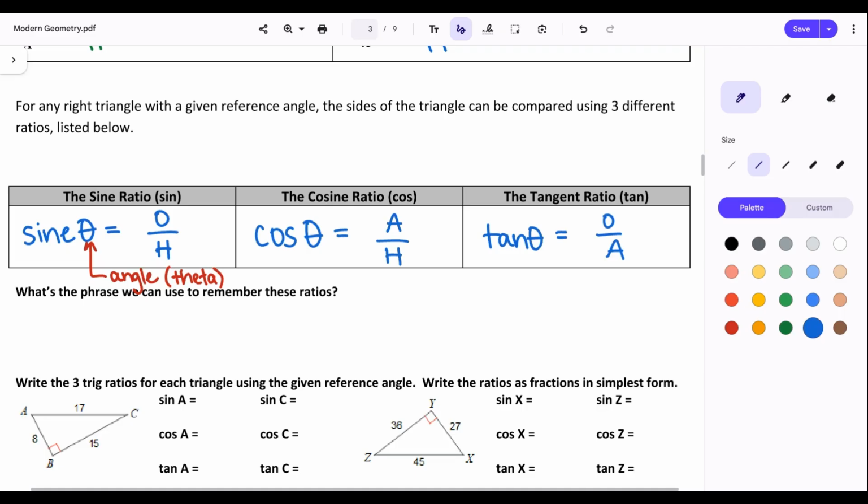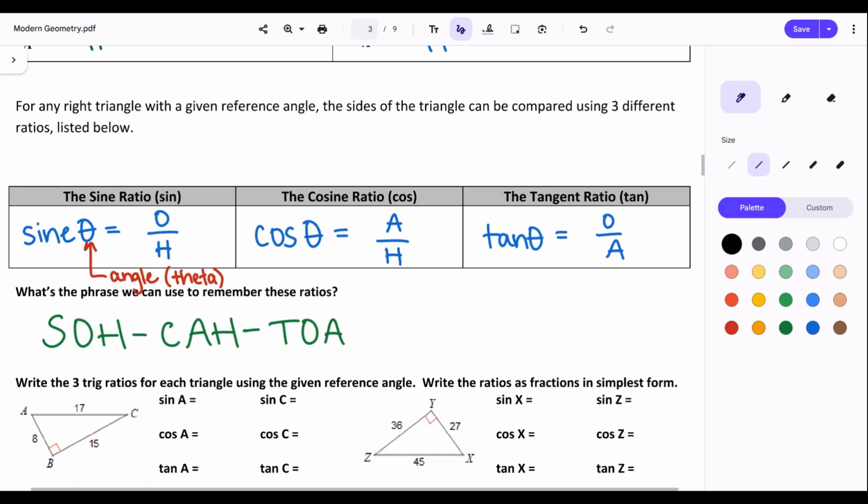Okay. Now we have a phrase that we can use to help us remember how we would set up all three. Okay. And that phrase, it sounds kind of funny, but it's SOH CAH TOA. And so the capital S, capital C, capital T, those stand for sine, cosine, and tangent. And then the O's, the A's, and the H's, that stands for opposite, adjacent, and hypotenuse, okay?